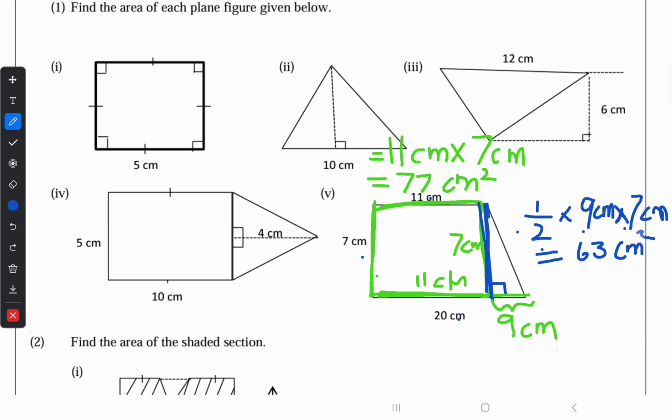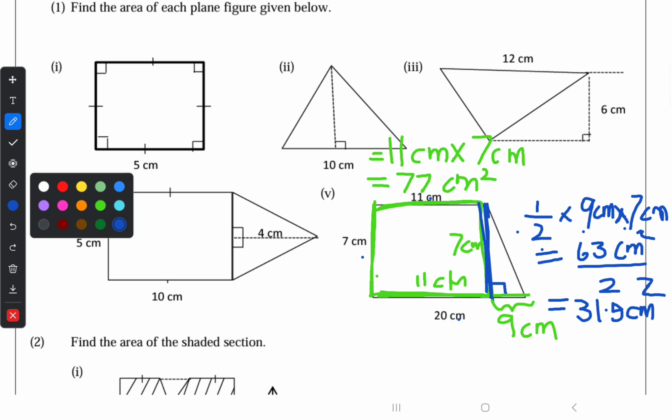In the denominator, you can see the number 2. In previous cases, we just simplified our values, but in this case, that's not possible. So half into 9 into 7, I'll multiply the numerators first. 9 into 7 is 63 square centimeters. In the denominator, we have to keep our 2 as it is. So 2 will remain the same. Then we will divide. 63 divided by 2 will give you 31.5 square centimeters.